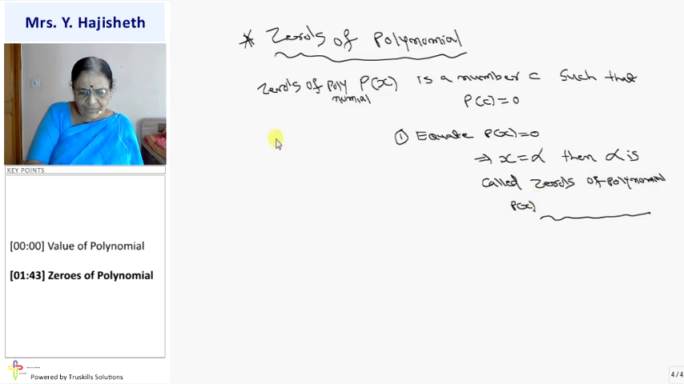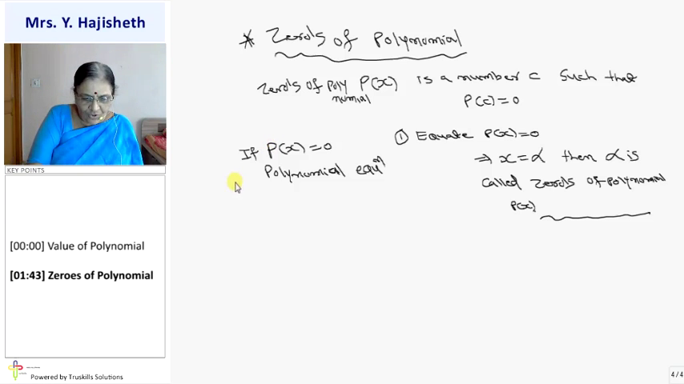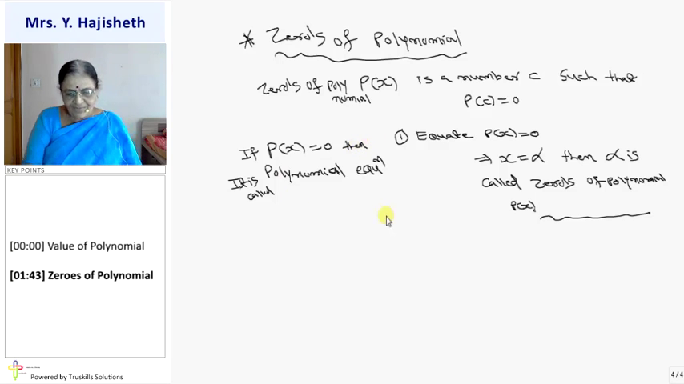When any polynomial is equated with 0, then it is called polynomial equation. What is called? It is called polynomial equation. If p(x) is 0, if polynomial is equated with 0, then this p(x) is 0 is called polynomial equation. So zeros of polynomial are also called roots of polynomial equation.